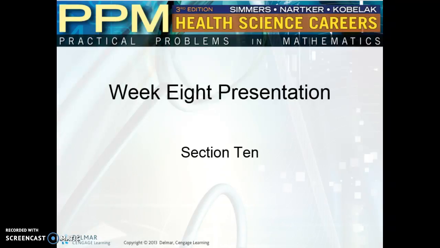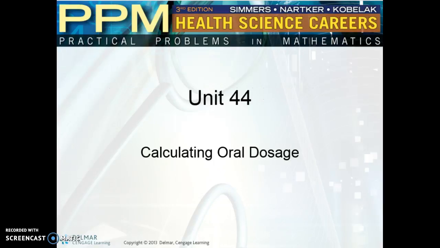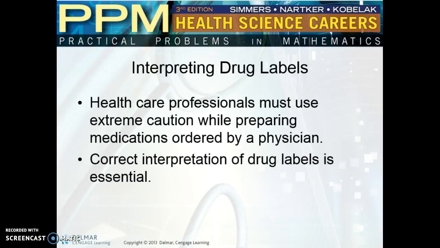This week we're going to be covering Section 10. Section 10 is all about calculating dosages, and you're going to be doing units 44 through 49. The first unit is on calculating oral dosage. When we talk about an oral dosage, we're talking about anything that's taken by mouth, so that could be capsules, tablets, liquids, any of those types of things.